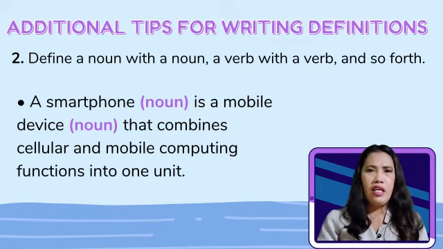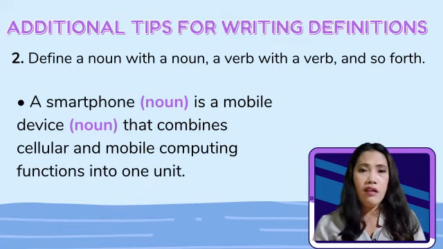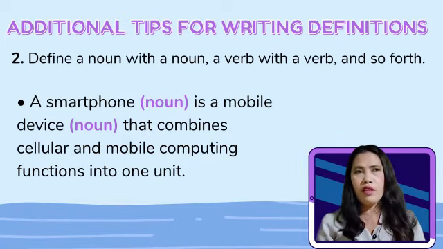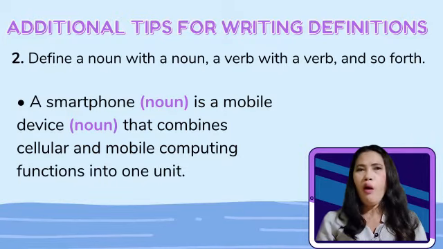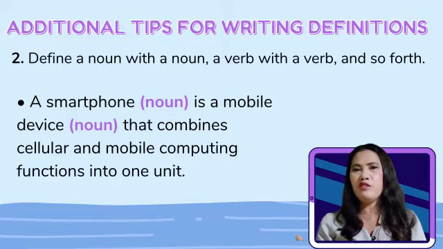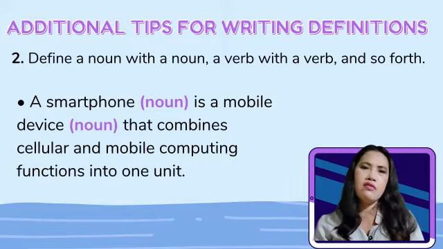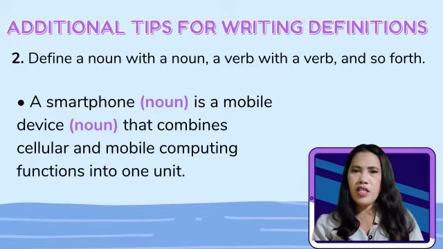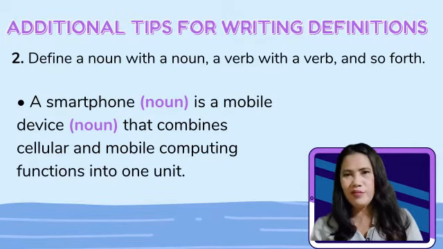So we knew that a smartphone is a noun. So do not ever give a definition that describes it, which is an adjective, or simply gives an action word or the usage of it. Since a smartphone is a noun, you need to give a definition for a noun. So that's it.